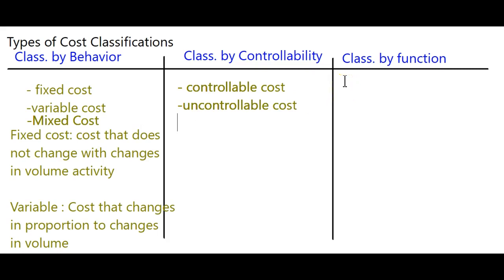So, classification by function. Bear with me. There are two costs involved in this. So we have a product cost. And the literal definition of that is when we capitalize our inventory.